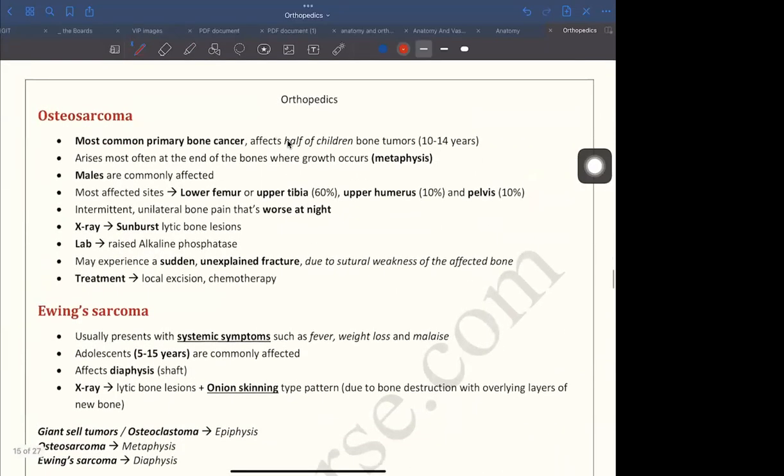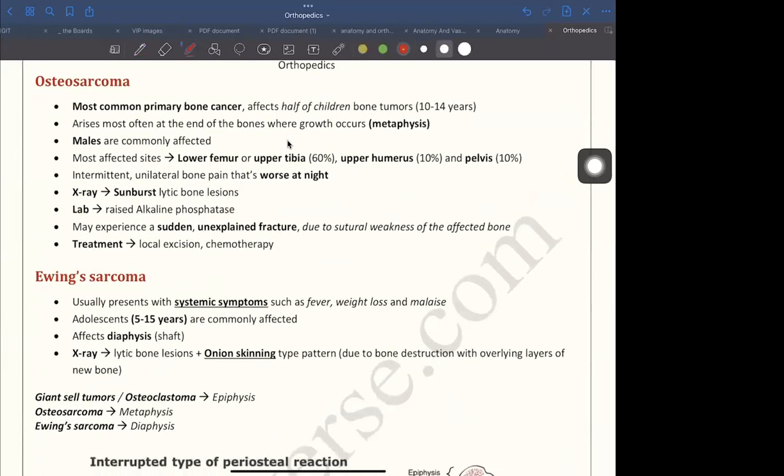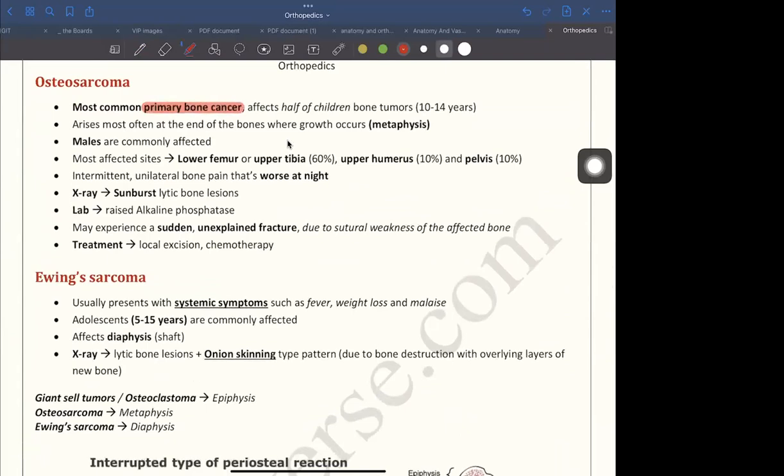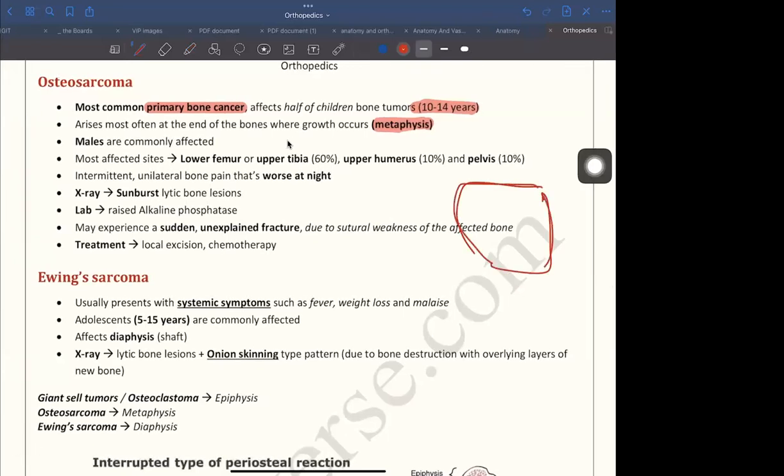We can also talk very quickly about the common tumors of the bone. Number one, osteosarcoma is the most common primary bone tumor. It's common in children between 10 and 14 years. It arises often at the end of the bone where growth occurs. So basically, here we'll mention the metaphysis, which is still in the old classification. It's basically the distal part of the bone.